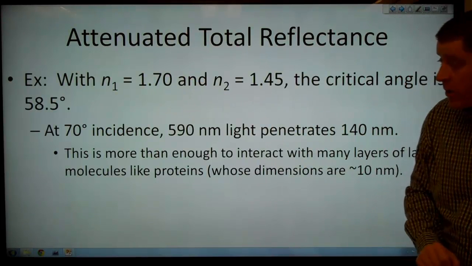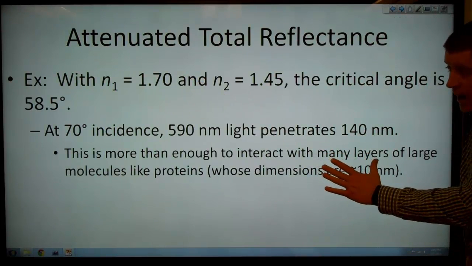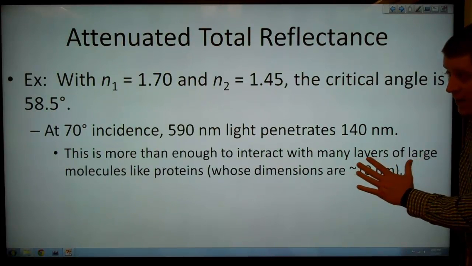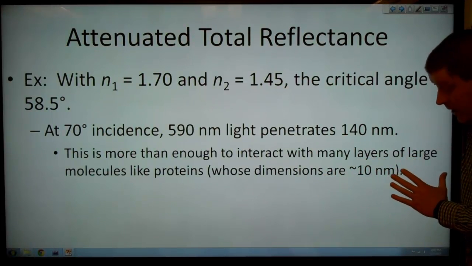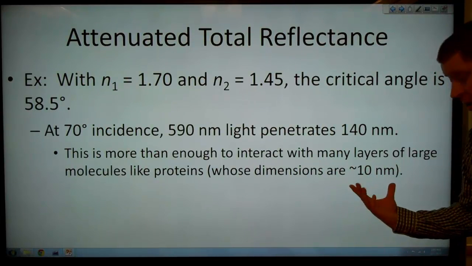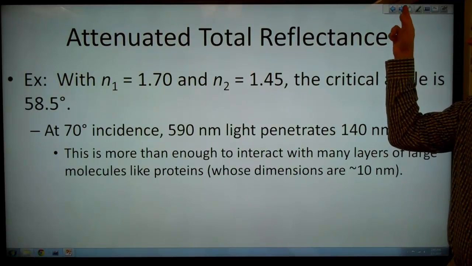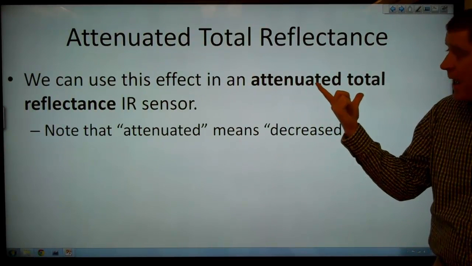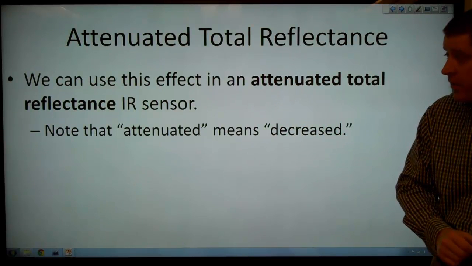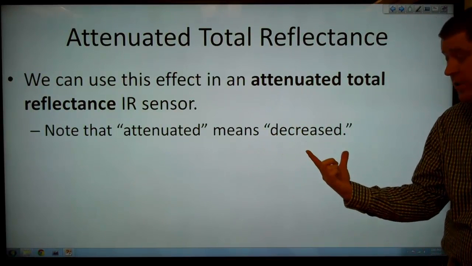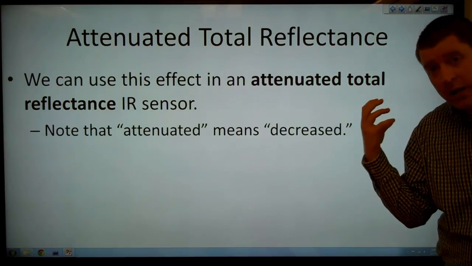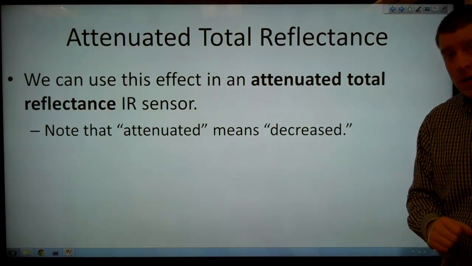And at 70 degrees incidence, then 590 nanometer light penetrates 140 nanometers. And this is more than enough to interact with many, many layers of large molecules like proteins, whose dimensions are around 10 nanometers. And we can now use this effect in an attenuated total reflectance IR sensor. And note that attenuated here means decreased.